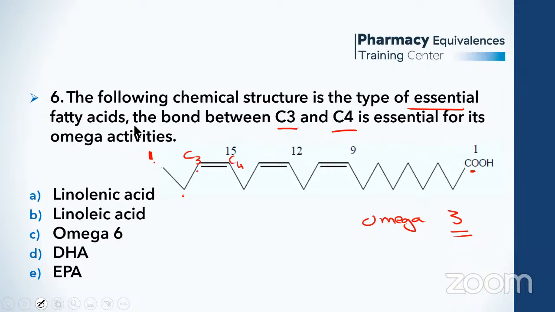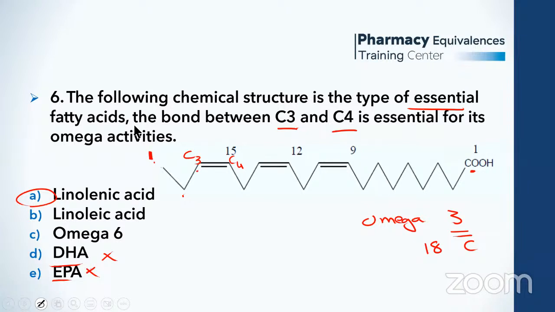So we have 18 carbons. This compound contains 18 carbons, so it is not icosapentaenoic acid or docosahexaenoic acid. It is linolenic acid, the omega-3 linolenic acid. Okay, let us see another thing related to this structure.